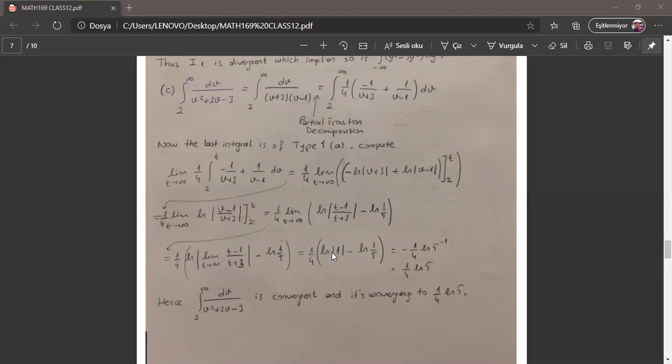So we have ln of 1 minus the other term. ln of 1 is equal to 0, so we have this one. It's some constant, it's a real number. So it means this given integral is convergent.